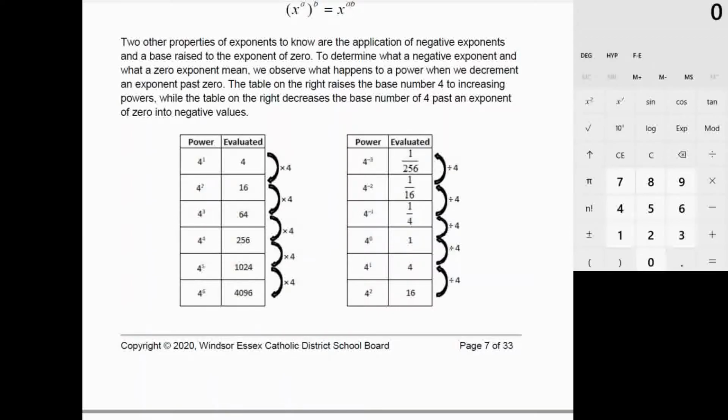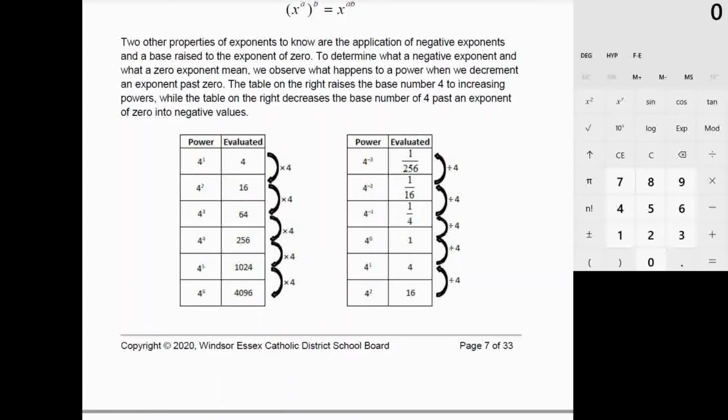So 4,096 divided by 4 is 1,024. Divide that by 4, we get 256. Divide that by 4, we get 64. And then we can get 16, and then 4. If we keep going backwards, we would have our exponent here, which is 1, decrement each time. So 1 becomes 0, then -1, then -2, then -3.